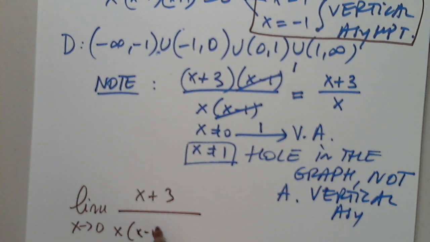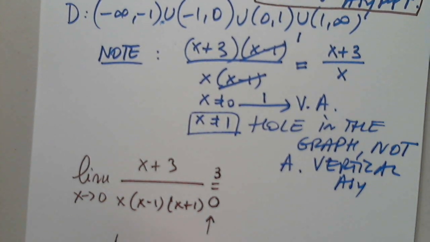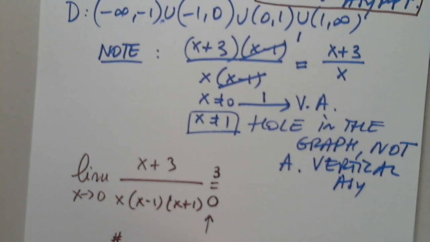So x minus 1, x plus 1. When we plug in 0, the denominator is 0 and the numerator is 3. Do you remember what we said for such a case? When we have a number divided by 0, what did we call this case? And what are the options for a number divided by 0?